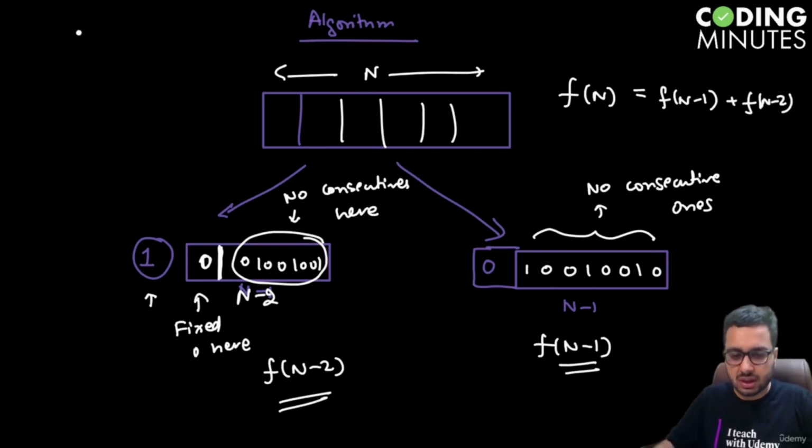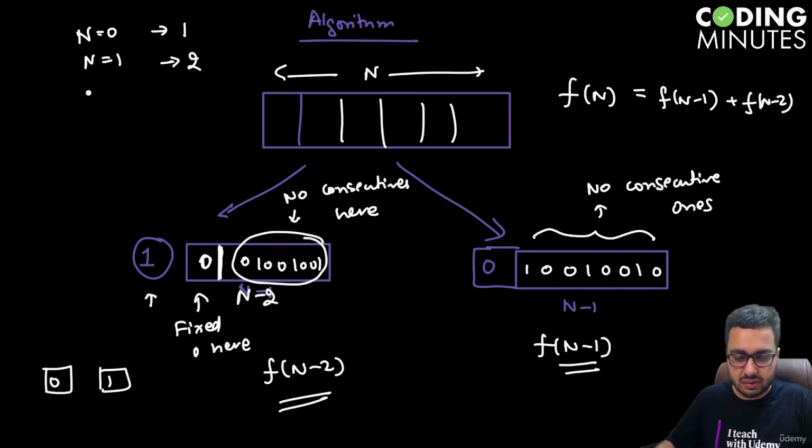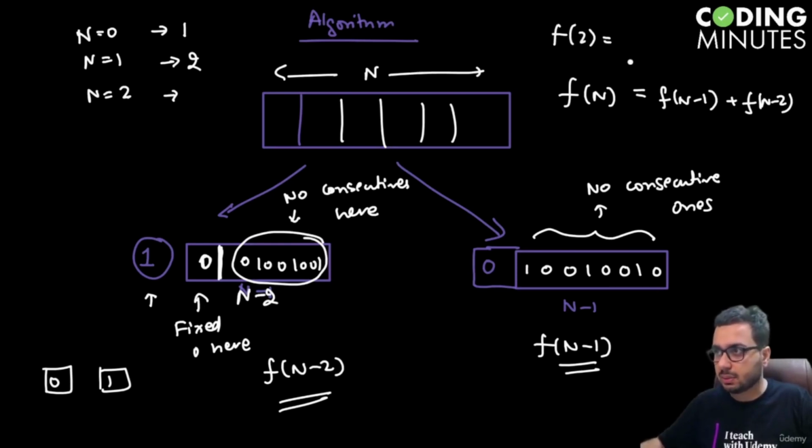So what would be the smallest case? If n is 0, we can say 1. The null array is one way. If n is 1, there are how many ways? There are two ways. Okay, either we put it as 0 or we put it as 1. If n is 2, we saw that there are three ways. So if you use the recurrence, f of 2 is nothing but f of 1 plus f of 0. Okay, so this is coming to be how much? 1 plus 2, that is 3.